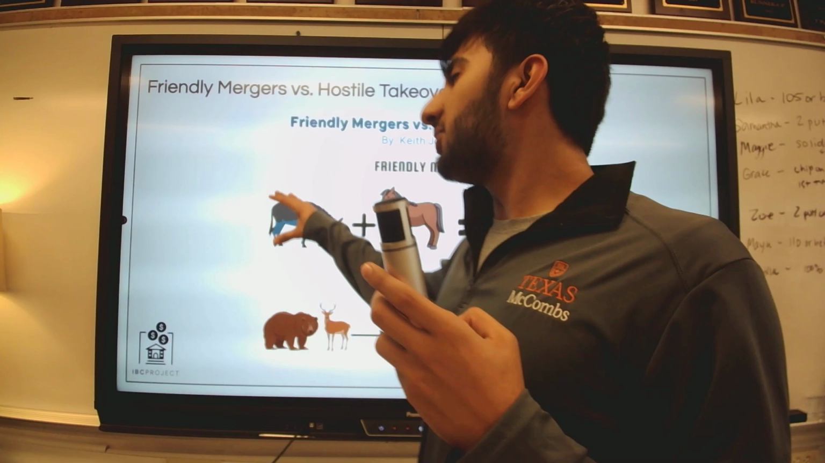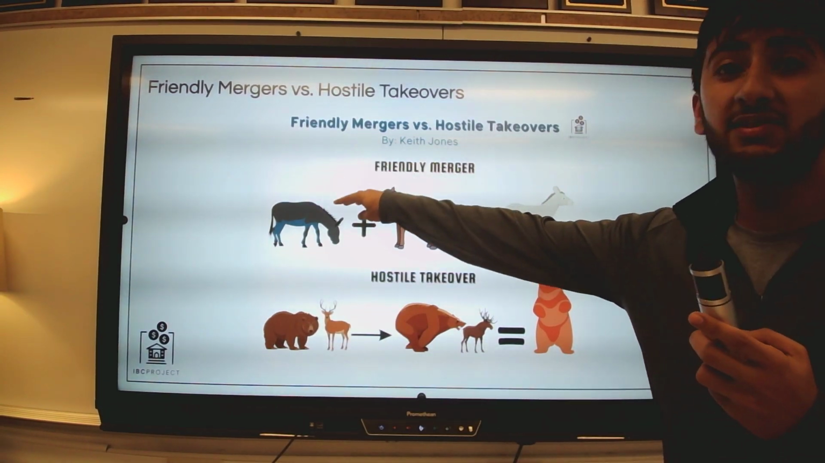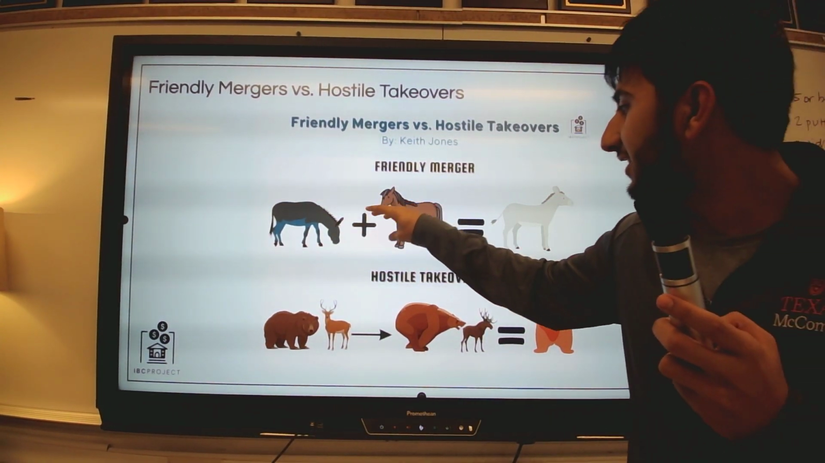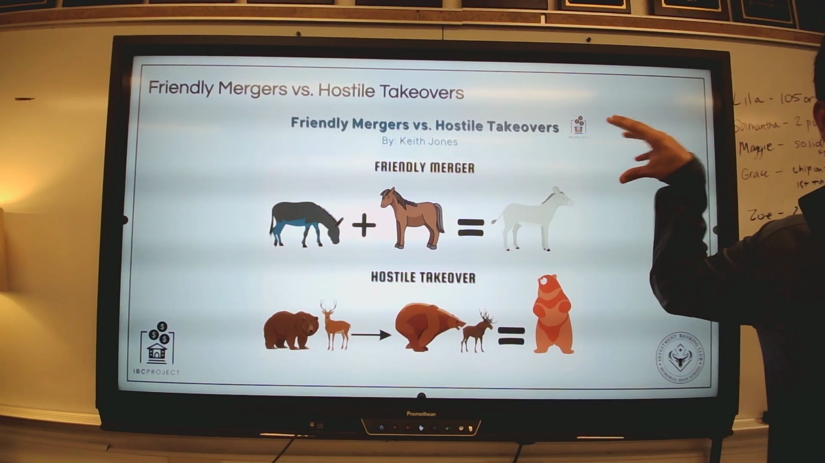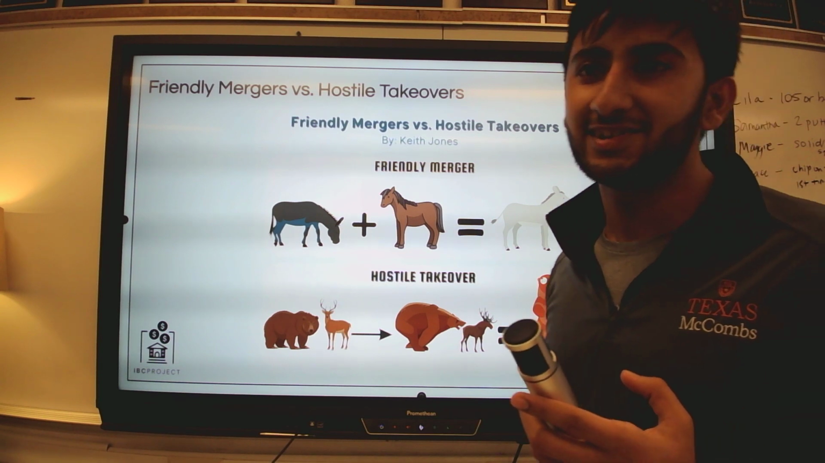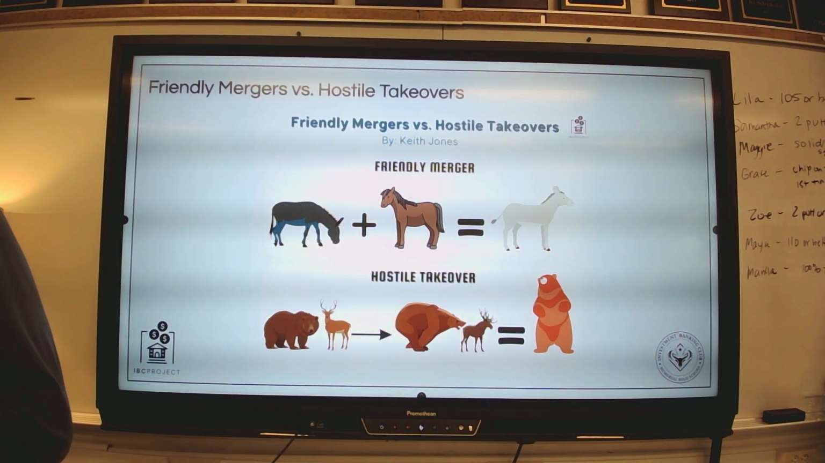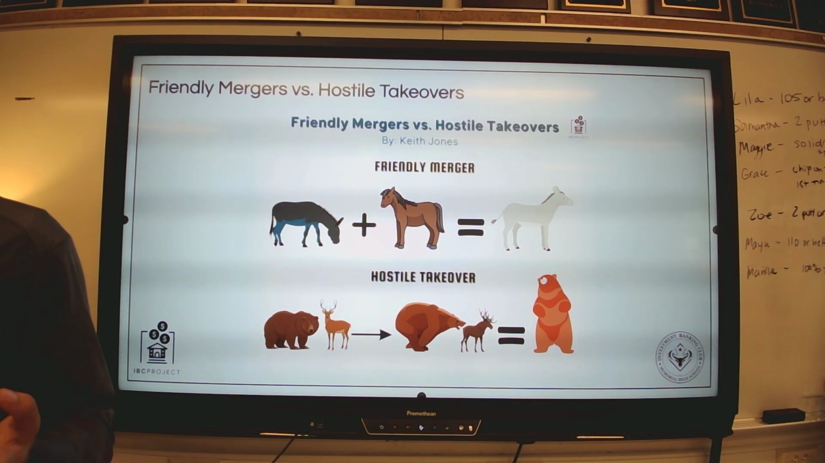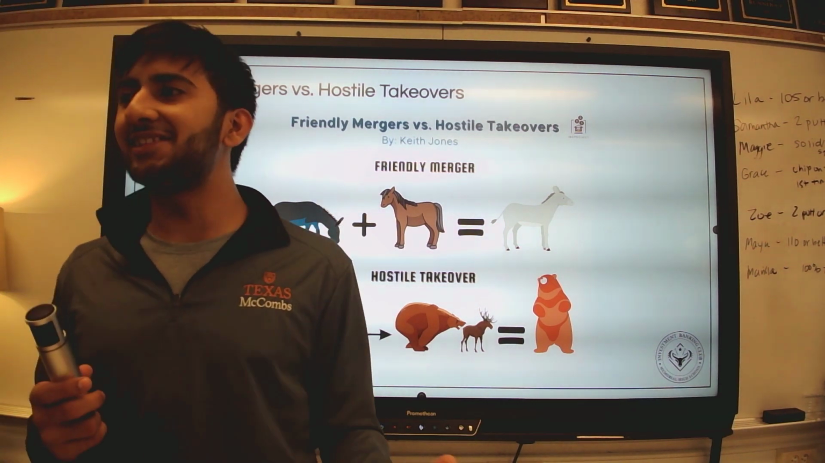So, yeah, friendly mergers versus hostile takeovers. Horse plus donkey equals horse donkey. And then bear plus deer equals a bear that eats the deer, a bear that has its hunger satiated, right? It's a really great example. We use animals all the time in finance.